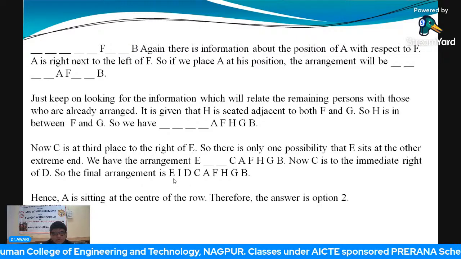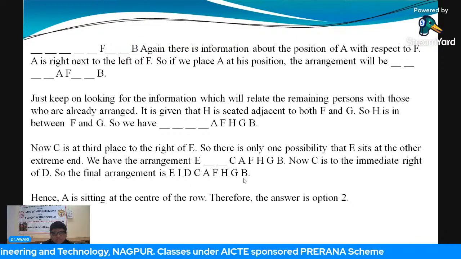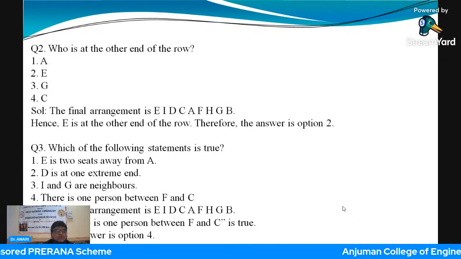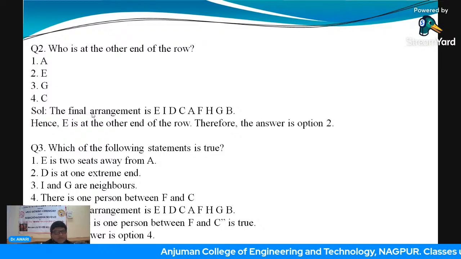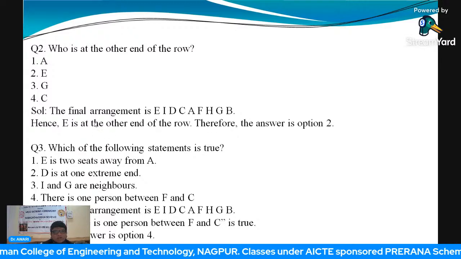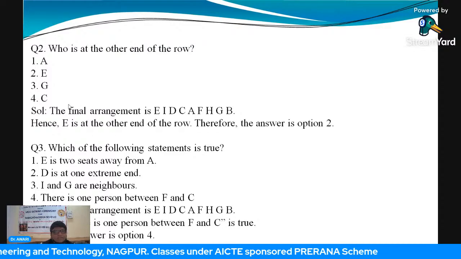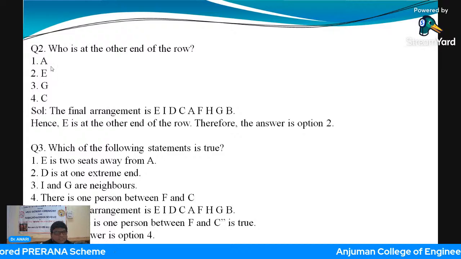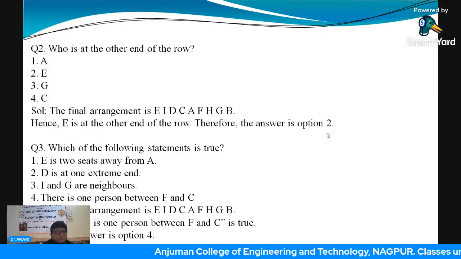If you look here, 4 letters are there on the left-hand side, 4 letters are there on the right-hand side. So A is sitting at the center of the row. So the answer is option 2. Who is at the other end of the row? So we know that the final arrangement is this one, E, I, D, C, A, F, H, G, B. Already B's position was given. So who is at the other end of the row? That is nothing but E. So E is at the other end of the row. So therefore the answer is option 2.